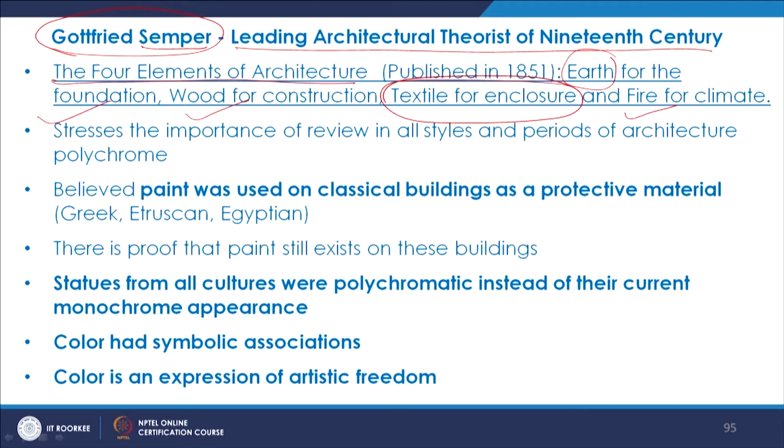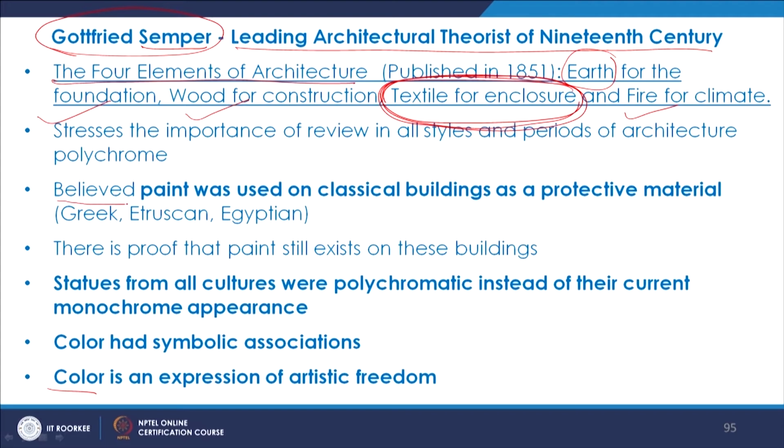So when we talk about spatial intervention, the most important thing for us is to understand how he saw textiles being used for creating enclosure and space making. He also talked about the importance of color, and he also emphasized the tectonic arts.